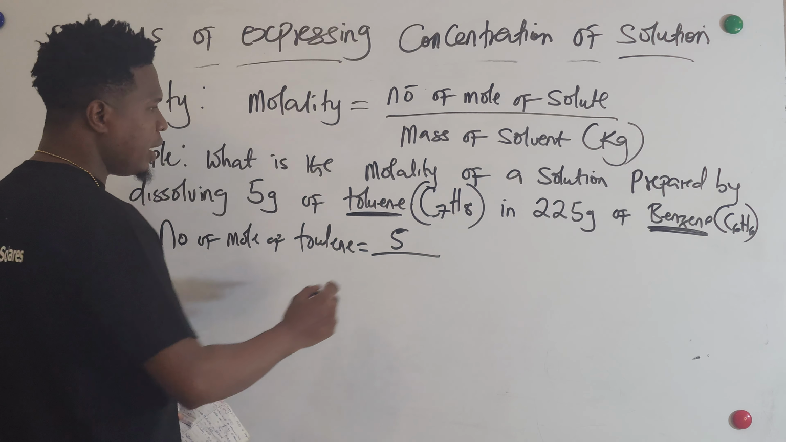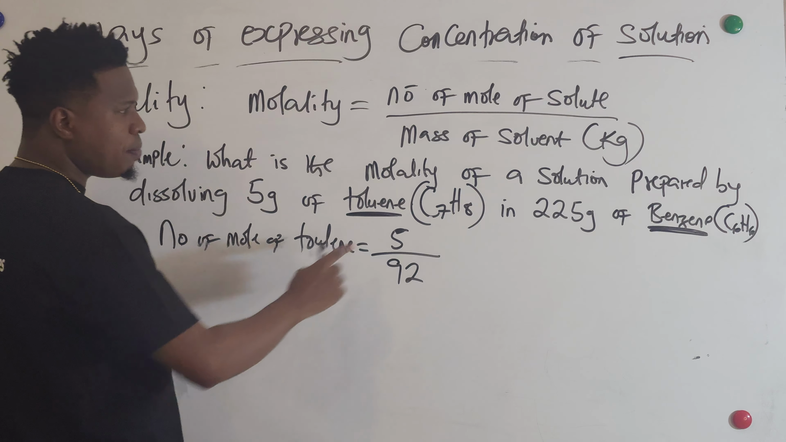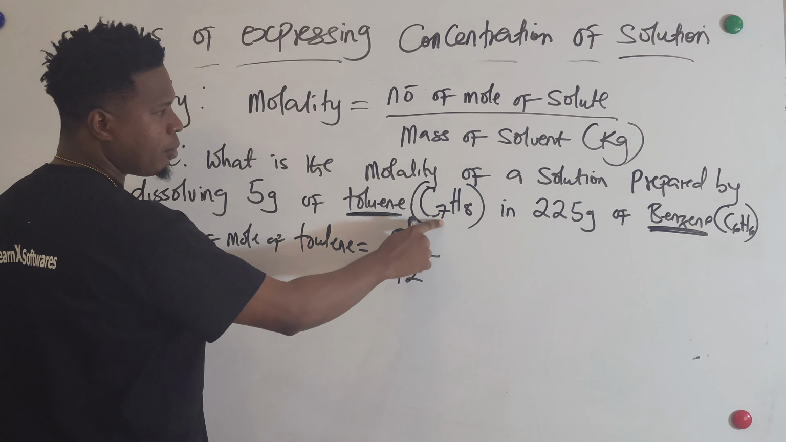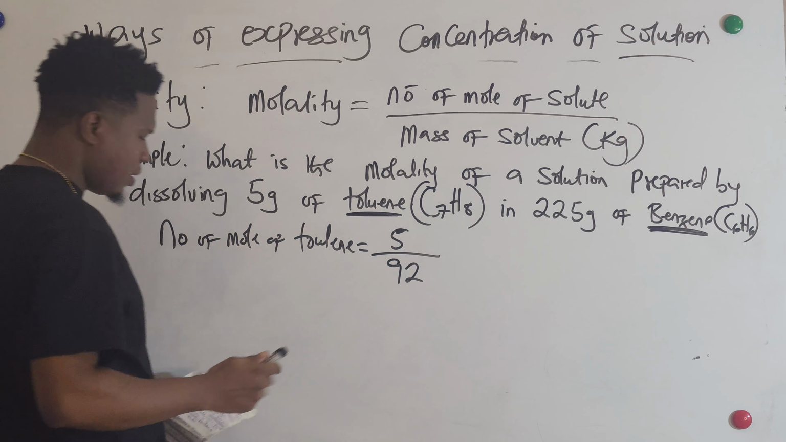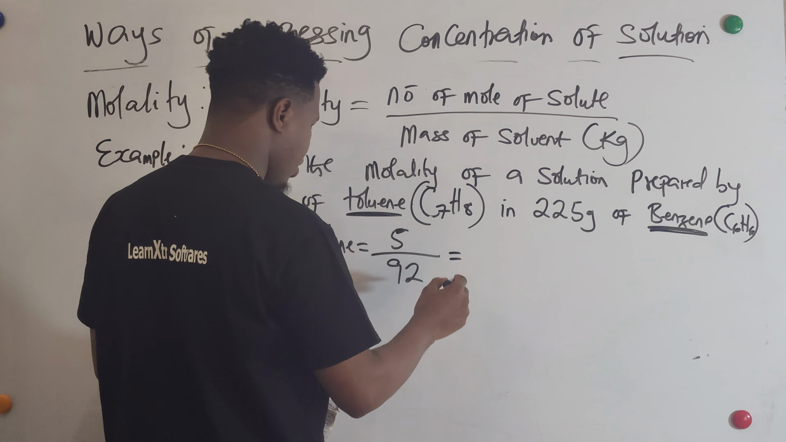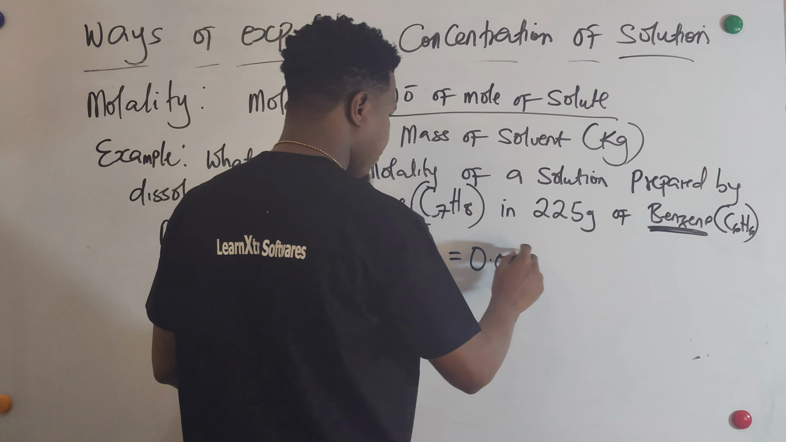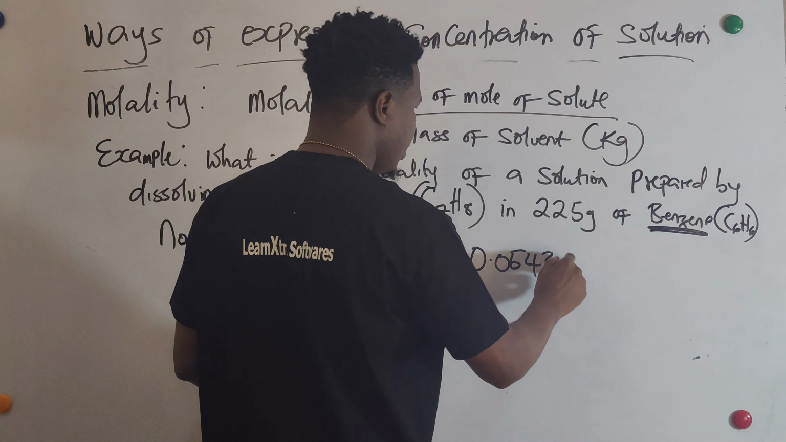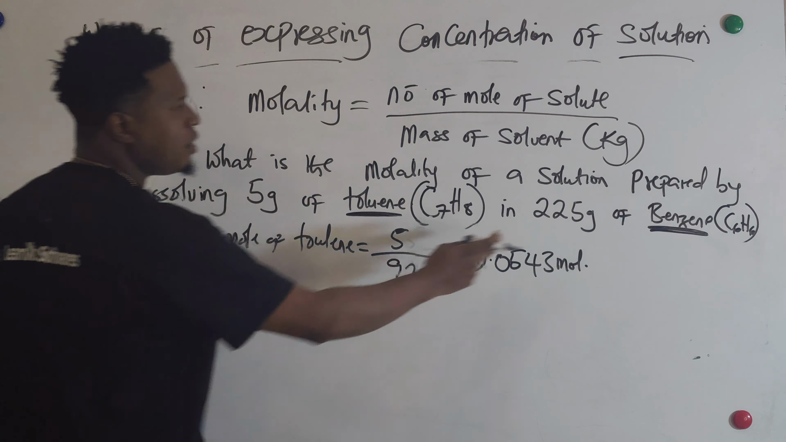The molar mass of toluene is 92. How did I get 92? 92 is simply 12 times 7 plus 1 times 8. If you sum it together, you have 92. So when you divide this, you have the number of mole. The number of mole of toluene is 0.0543 mole.